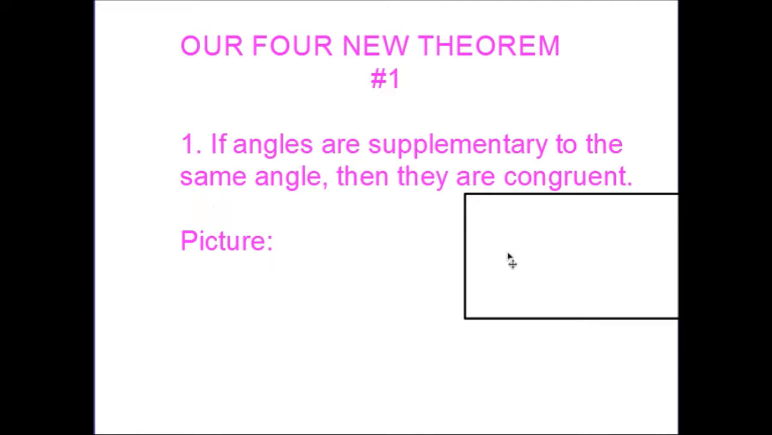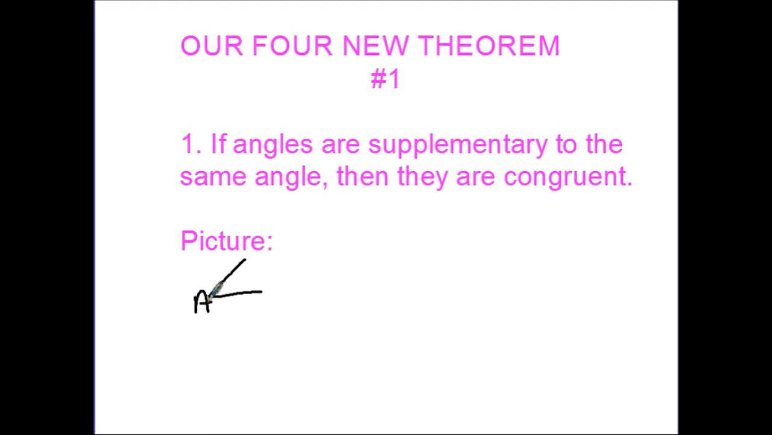Here we go. So our first theorem is if angles are supplementary to the same angle, then they are congruent. Now, let's draw out that picture. Let's say we're given angle A, and let's say that angle A is 60 degrees. And let's say that we have angle B. If angle B was supplementary to angle A, what would it have to be? Well, it would have to be 120. So we have angle A is supplementary to angle B.